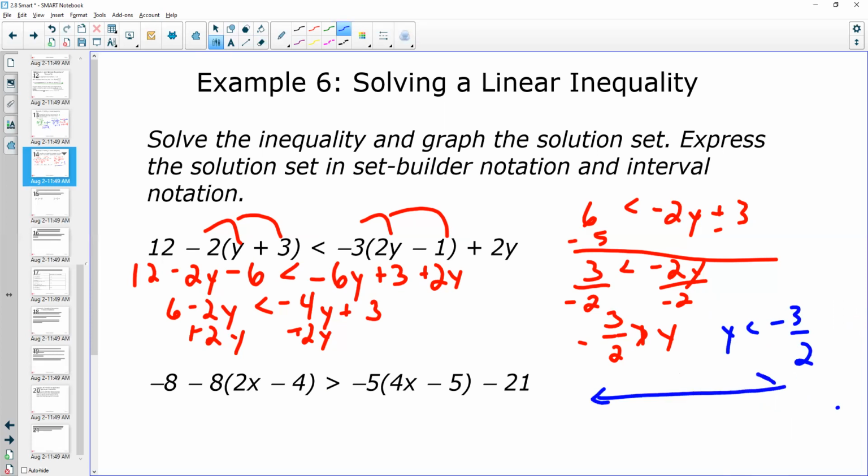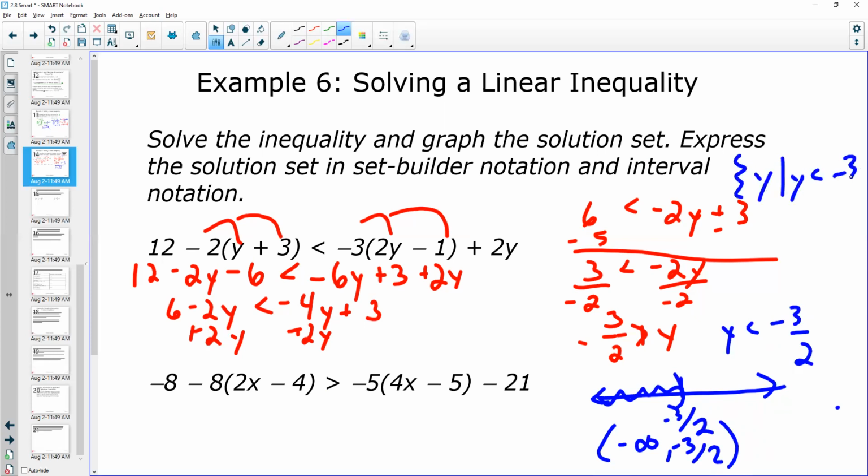Because what that says is y is less than -3 halves. So let's try that again. -3 halves. Y is less than, so we're going to the left. That affects our interval notation. And then we can do our set builder up here, y, where y is less than -3 halves. You'll put the other bracket on there. I ran out of space.